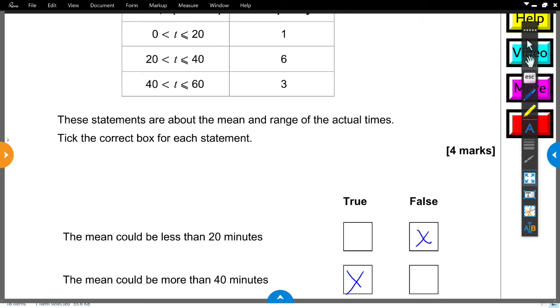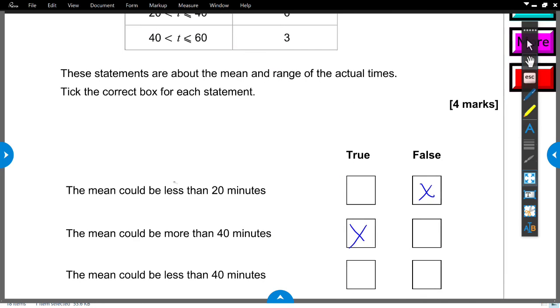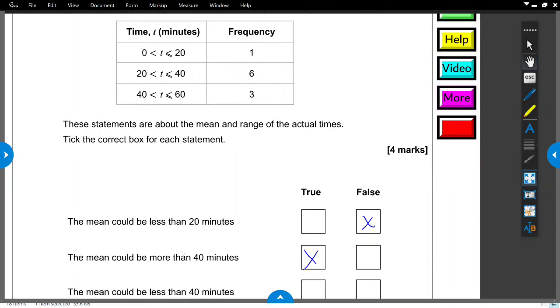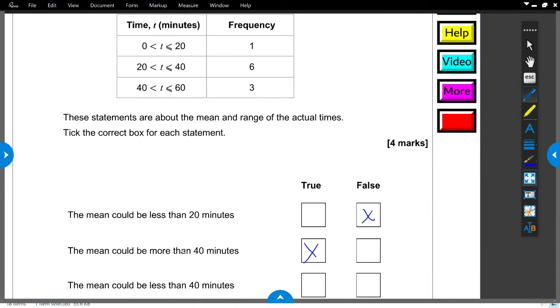And then the final one about the means is that the mean could be less than 40. Now this is obvious at a glance really, because these 3 can be as low as 40. And then all the others are going to pull it down below 40. We've got 620s, and we've got a 0 down there. That is clearly going to weigh it down a lot below 40. So this one must be true.